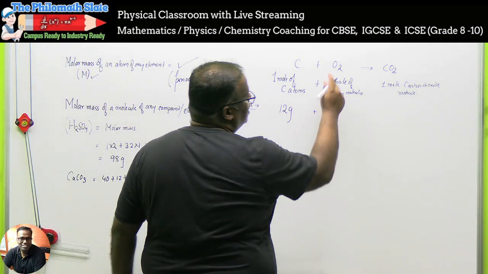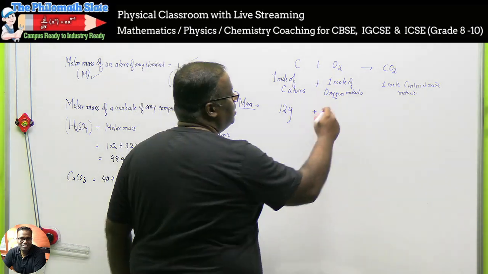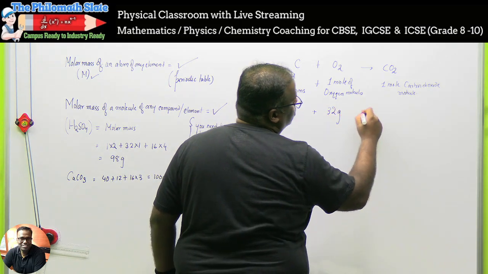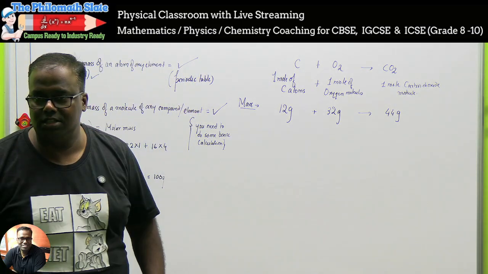What is the molar mass of this? Molar mass of each oxygen is 16. 16 plus 16, 32 grams. So this has to be how much? 44 grams. These are exact.